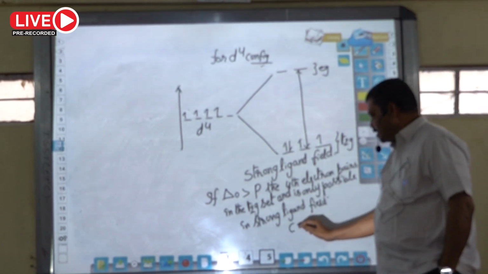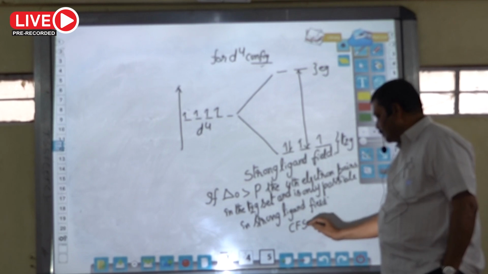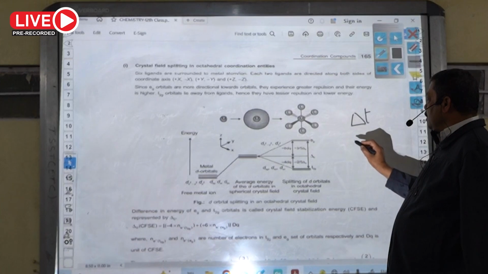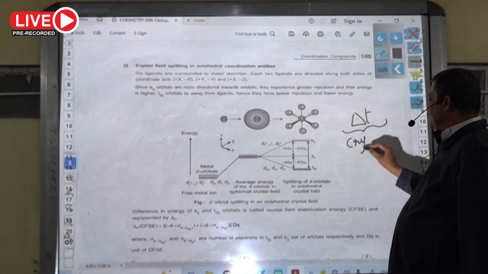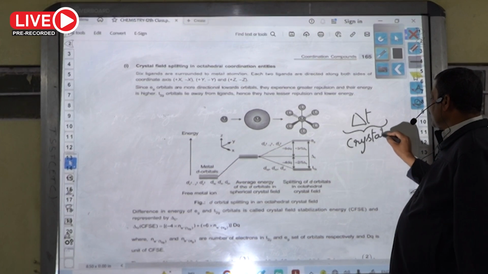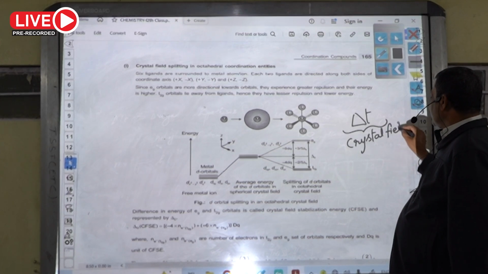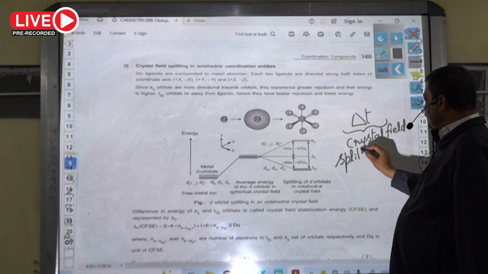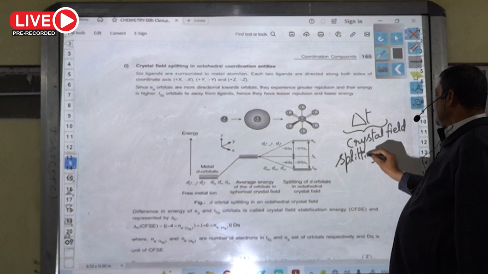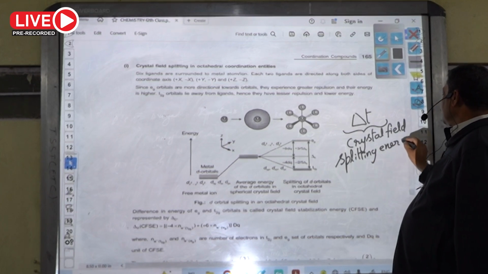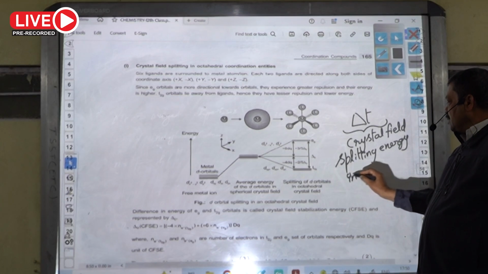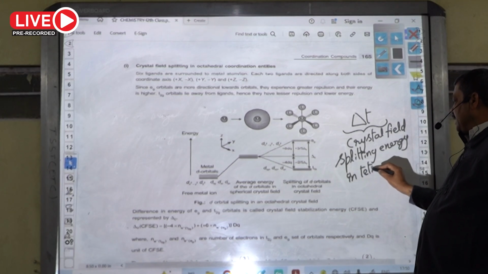Then CFSE becomes crystal field splitting energy in tetrahedral field.